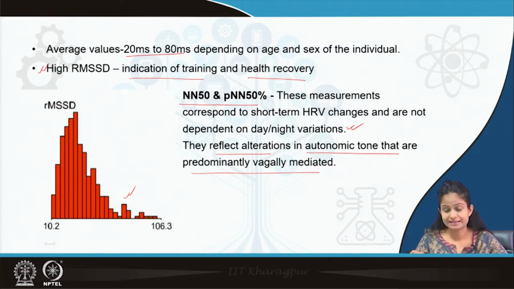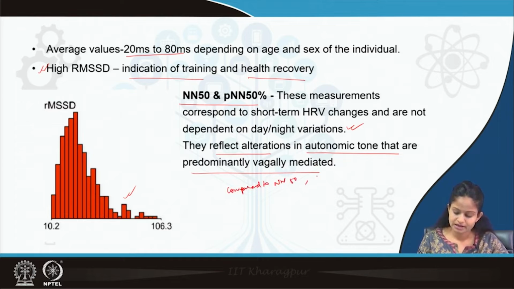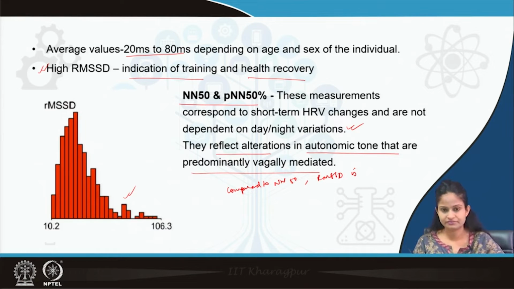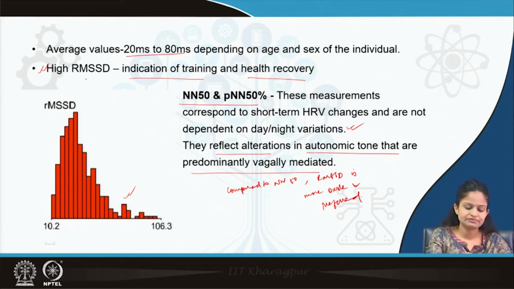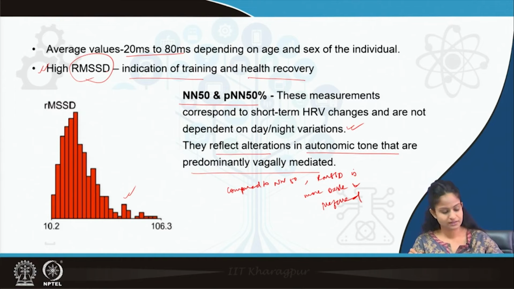Now, if we are asked which one is a better indicator, whether it is NN50 or RMSSD, both are vagally mediated. So, compared to NN50, RMSSD is said to be more stable and preferred. So, out of these 2 indices, RMSSD and NN50, we prefer RMSSD values.